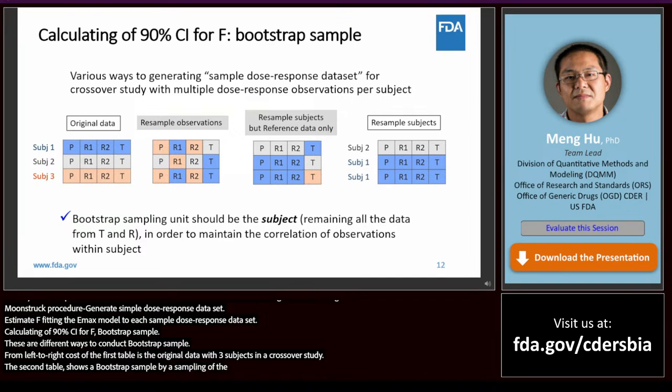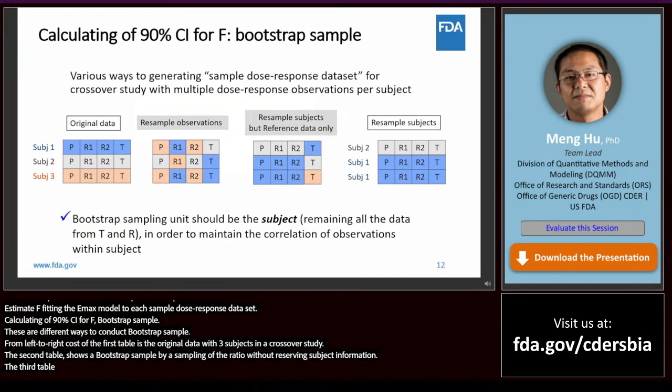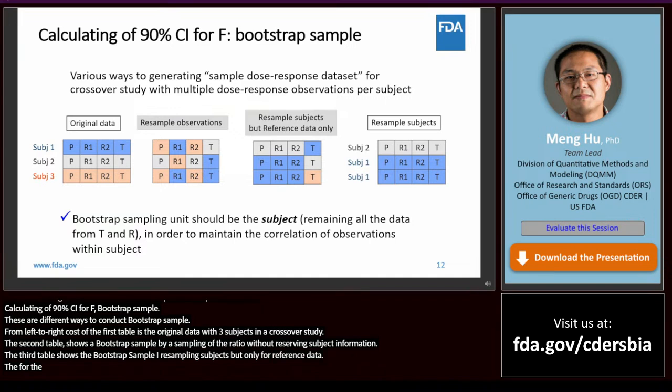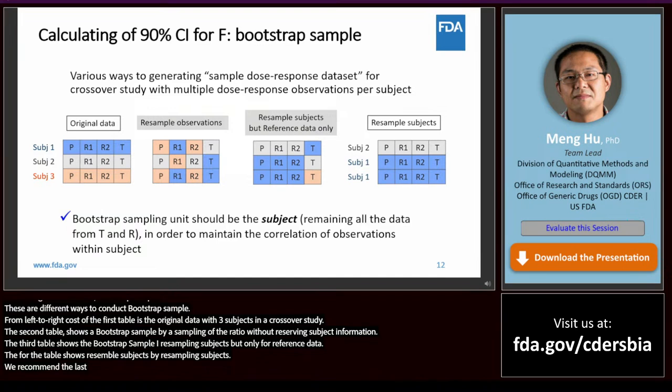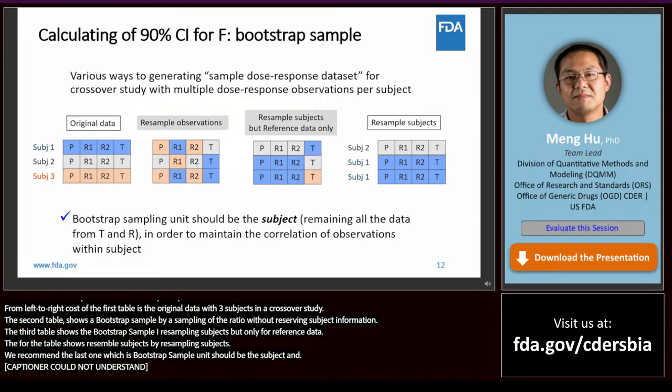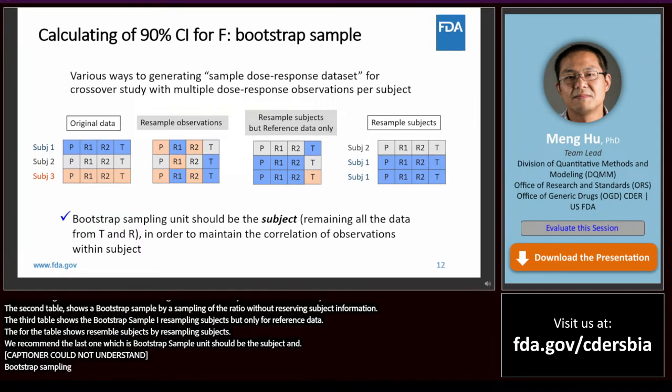The third table shows the bootstrap sample by resampling subjects but only for reference data. The fourth table shows a bootstrap sample by resampling subjects. Among the 3 resampling methods, we recommend the last one, that is, the bootstrap sampling unit should be the subject, and retain all the data from test and reference in order to maintain the correlation of the observations within subject.